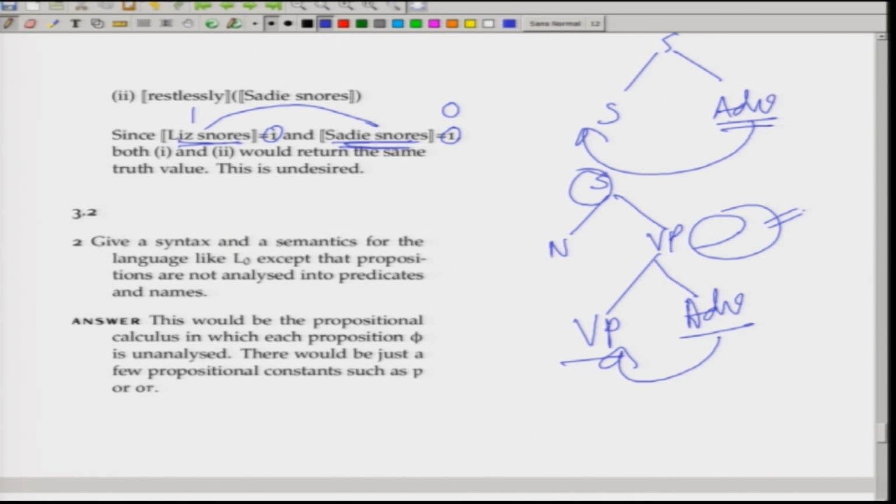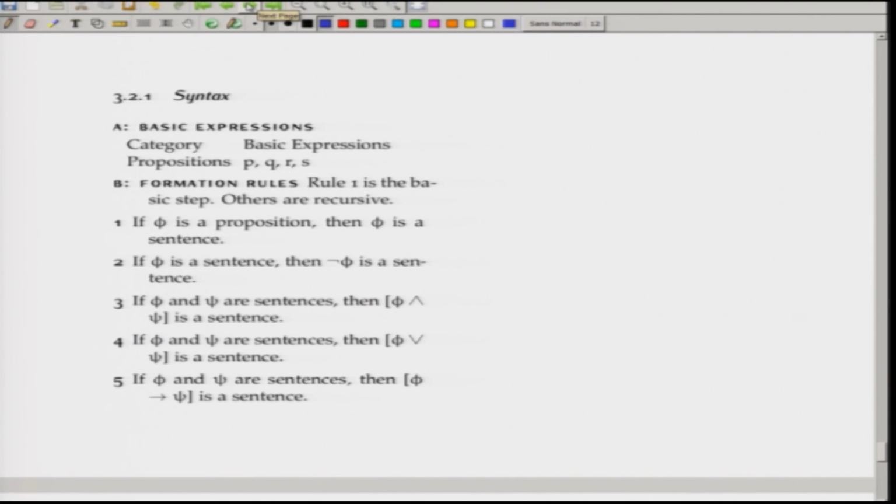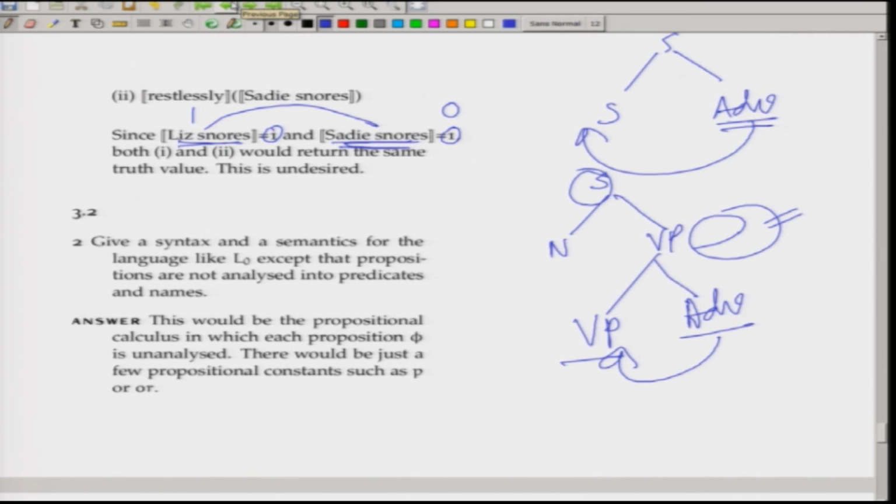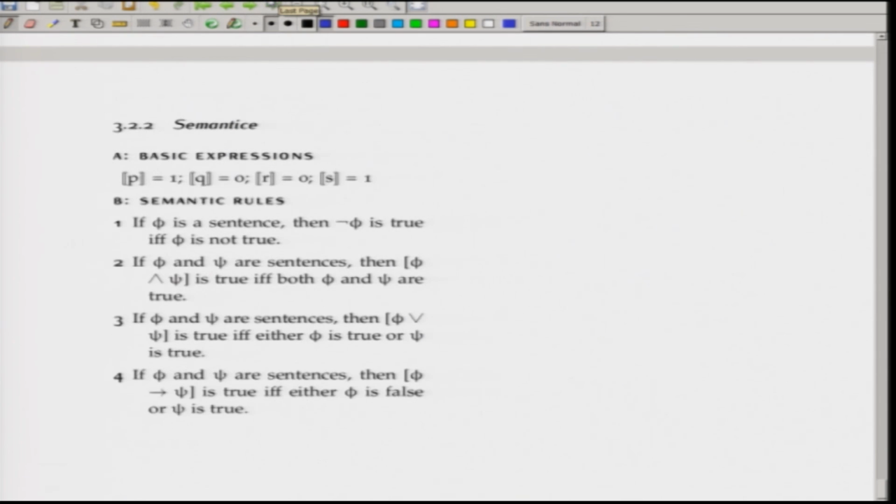So I just wanted to solve one problem, a practical thing the book gives, and then we could also consider another short problem. Suppose we have this question: give a syntax and semantics for a language like L0 except that propositions are not analyzed into predicates and names. So what will be the structure of it? I was just trying to have a very small specimen. So it is actually for logic. You have basic expressions, that is, just propositions, and they have their truth values. The semantics of each I have given.